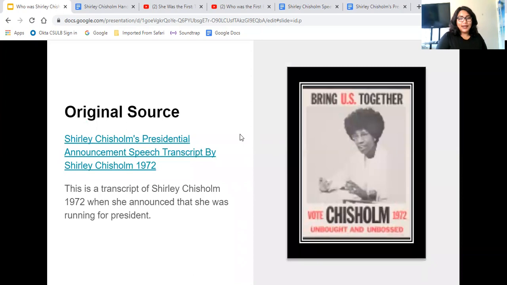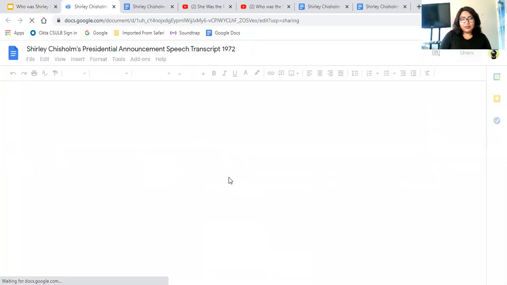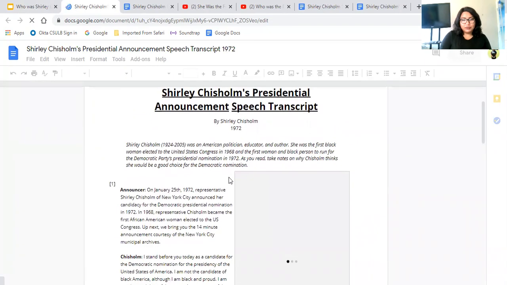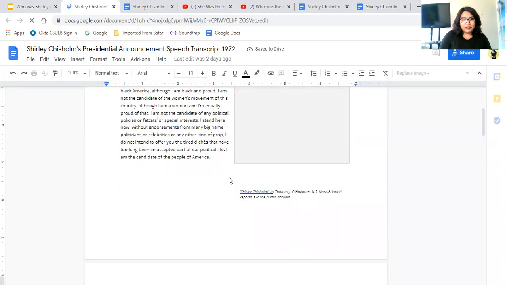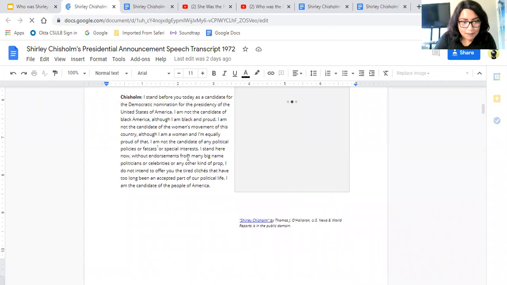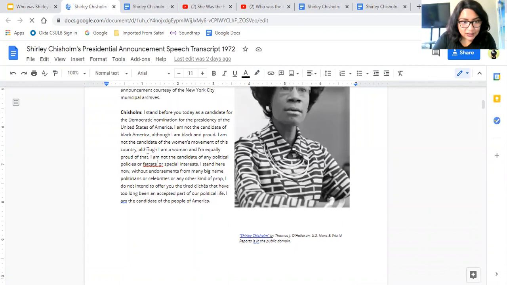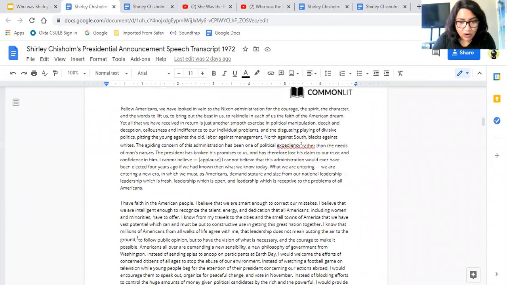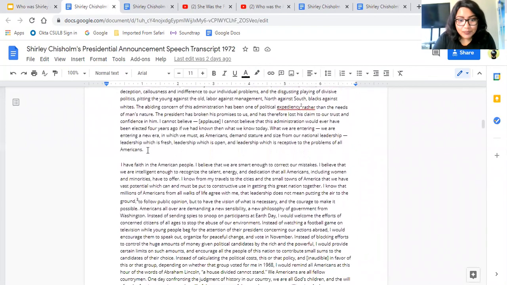So this is the original text. It's a transcript from Shirley Chisholm's 1972 presidential announcement speech. And let me show you. So this document is pretty long for second grade. It's about 3 pages. And there are words like big name, where is it? Fat cats, and certain words that kids might have a hard time understanding.